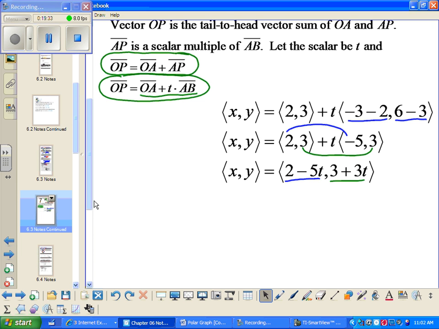That then tells us that x equals 2 minus 5t, y equals 3 plus 3t, when we have the interval from negative infinity to infinity, which will give us the line that we've been looking for.